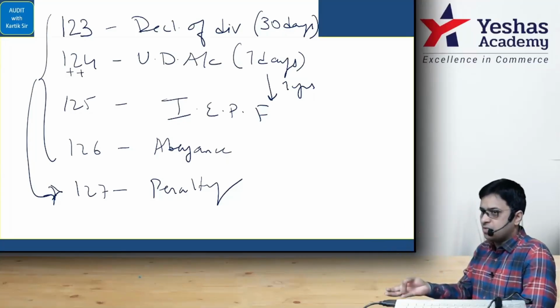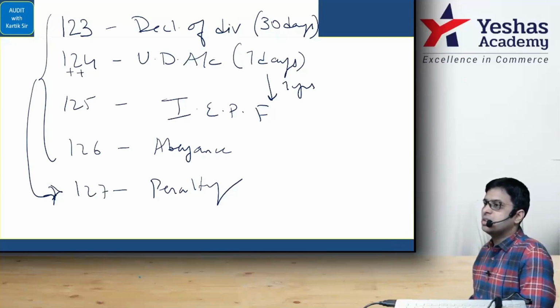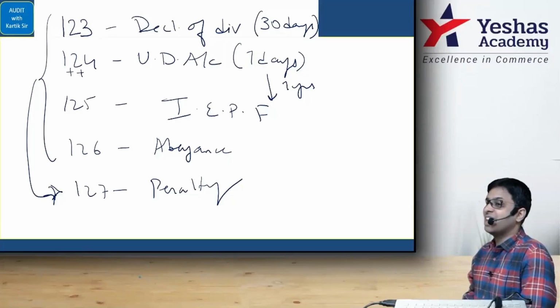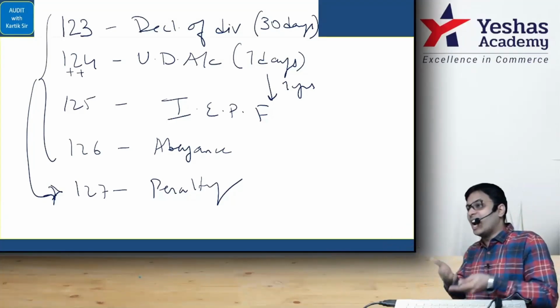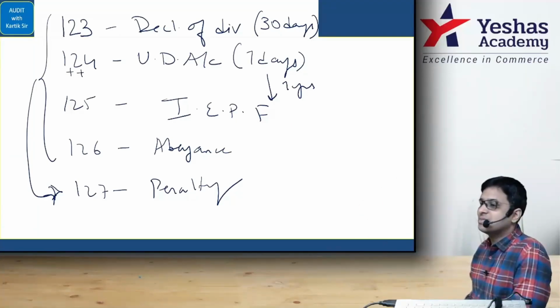125 is IEPF. 126 is abeyance. 127 is penalty. 124 unpaid dividend account. 127 penalty. 123 declaration of dividend. 125 IEPF. 142 remuneration. 147 contravention. 146 right to receive the notice of the meeting and to attend the meeting. Do I remember or not? 139, 138.